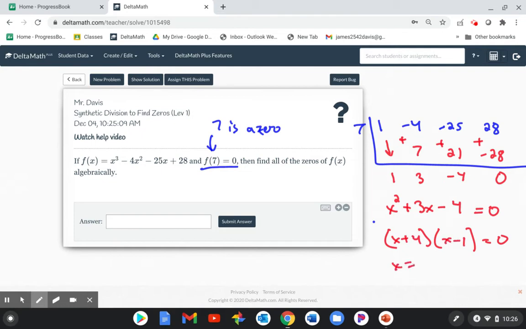So when we solve those, we get negative 4 and positive 1 to go along with the original x equals 7 is a 0 as well. So we type those 3 in. Just don't forget the one that they give you. You have to also type that one in as well.